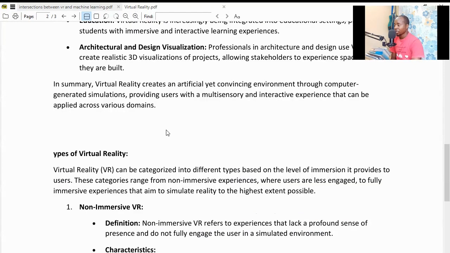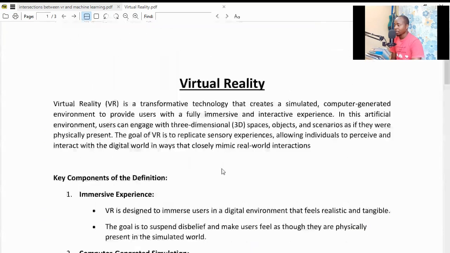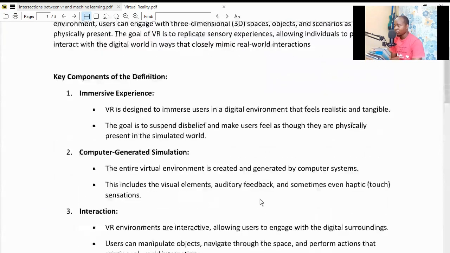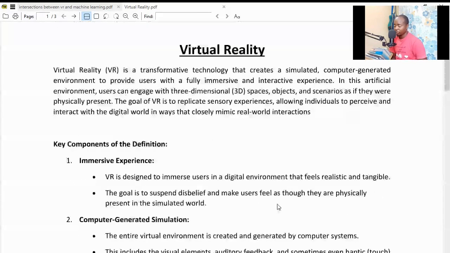So to start us off, I'm going to look at what is virtual reality, even though this is something that I've shared before, but it is always important to keep on revisiting this knowledge that we provide so that we are able to understand better the things that are there. So we're looking at virtual reality as a transformative technology that creates simulated computer generated environment to provide users with fully immersive and interactive experience.